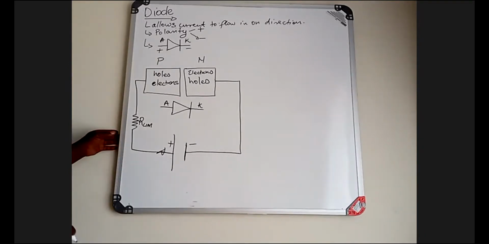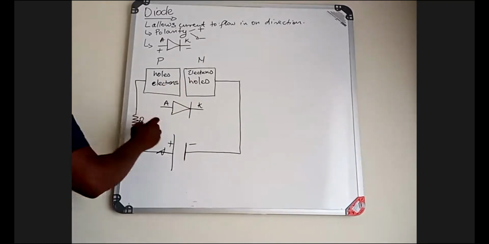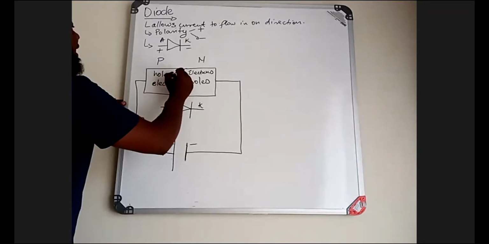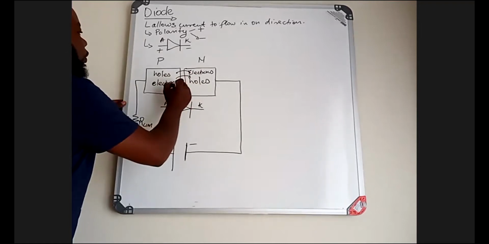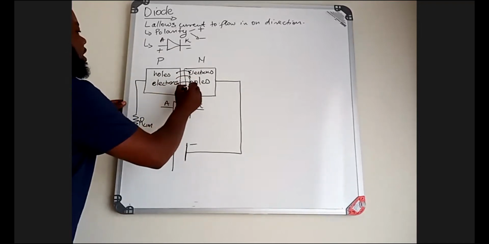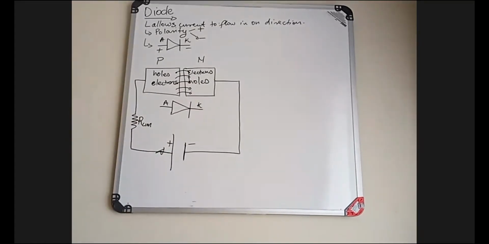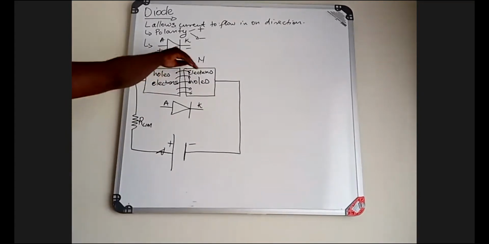Which means they need to push your depletion region from being widened to being narrow, so that they can jump from the P region into the N region. Now, when the holes jump from the P region into the N region, they are going to combine with the electrons, which are the majority in the N region.